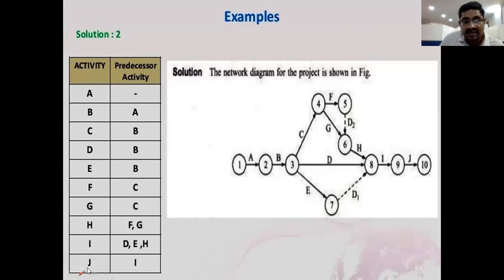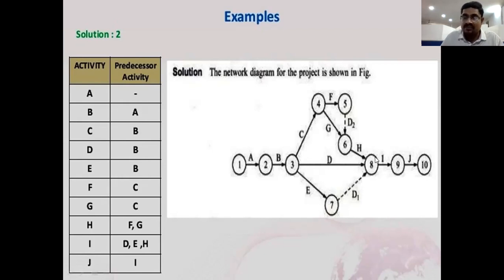And finally, we need to draw the J activity. J came from the I activity. Already we completed this I activity, so J comes from I. This is the 10th activity, the J activity. So these are the activities and these are the preceding activities. Based upon this problem, we can draw the network diagram.